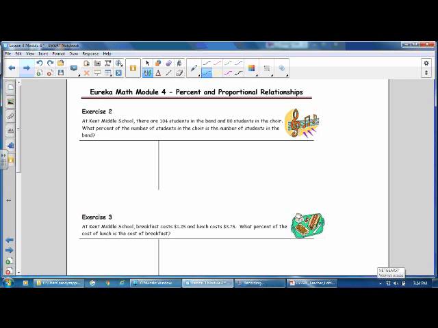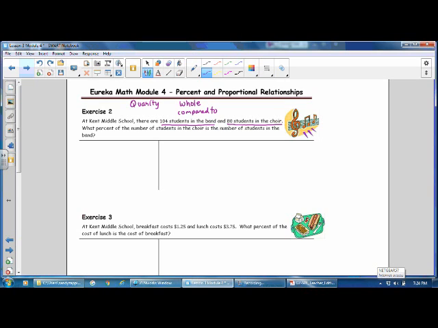At Kent Middle School, there are 104 students in the band and 80 students in the choir. What percent of the number of students in the choir is the number of students in the band? So again, we want to determine what is the quantity and what is the whole. Remember that the whole is what it is being compared to. There are 104 students in the band, 80 students in the choir. It doesn't matter which one has the larger quantity. That does not help you determine the part and the whole.